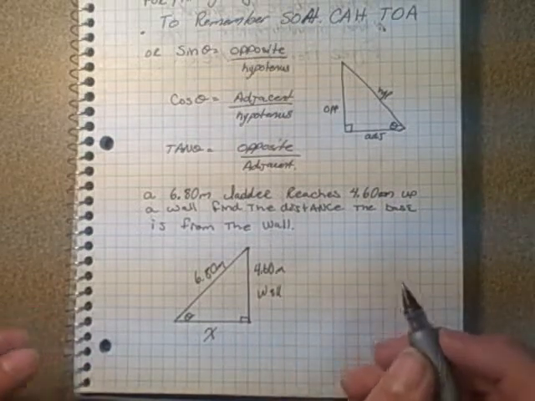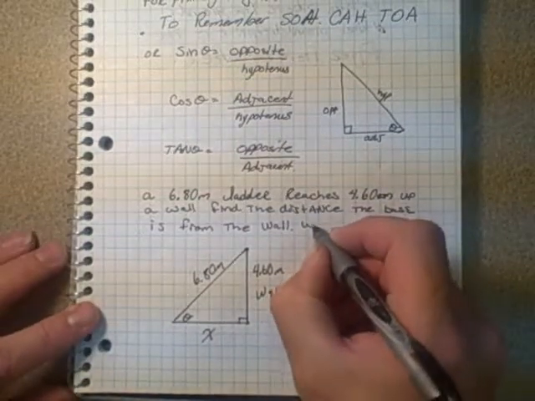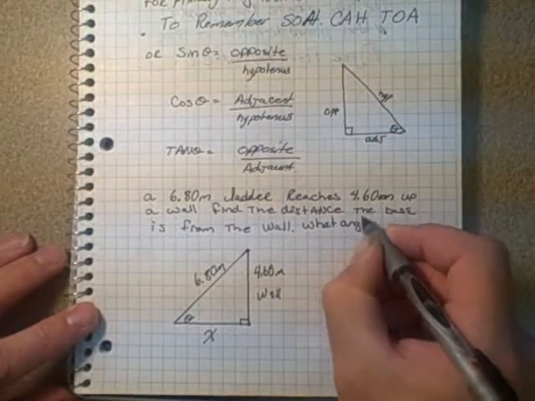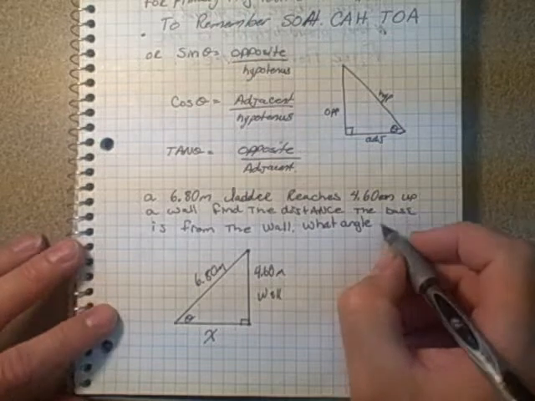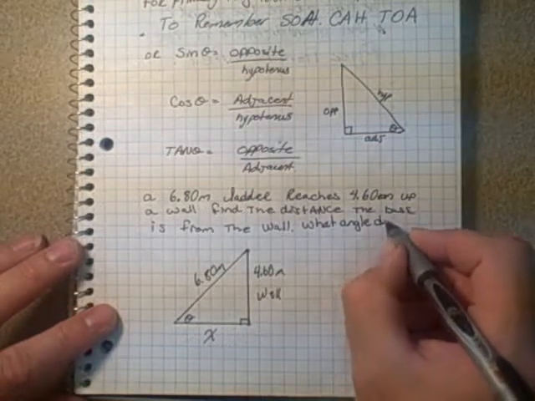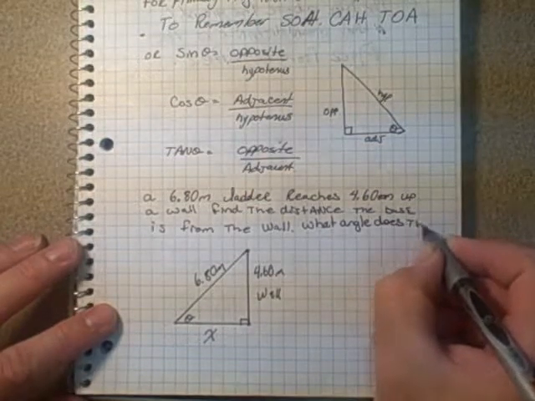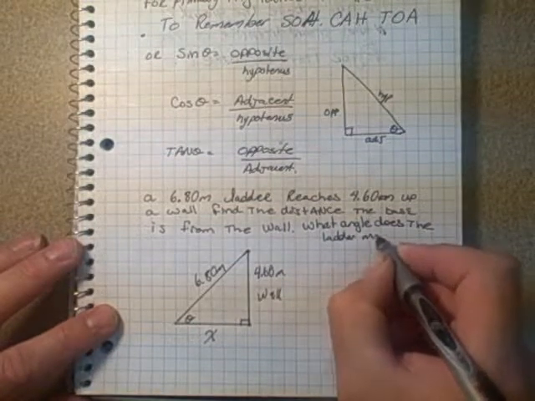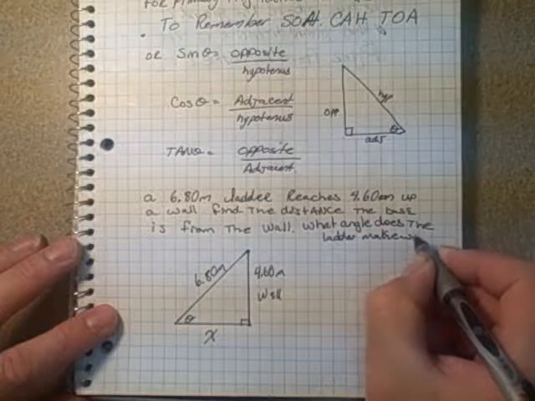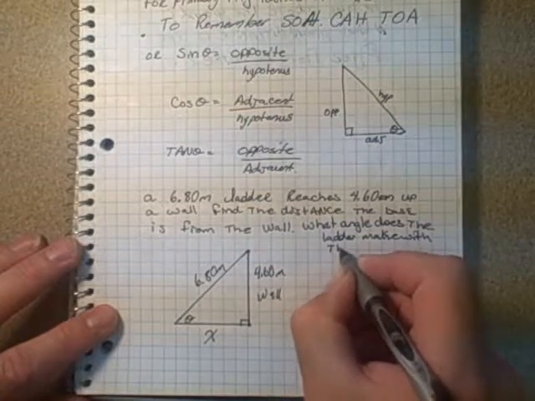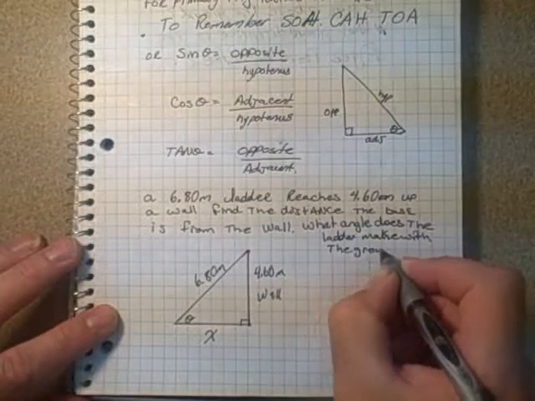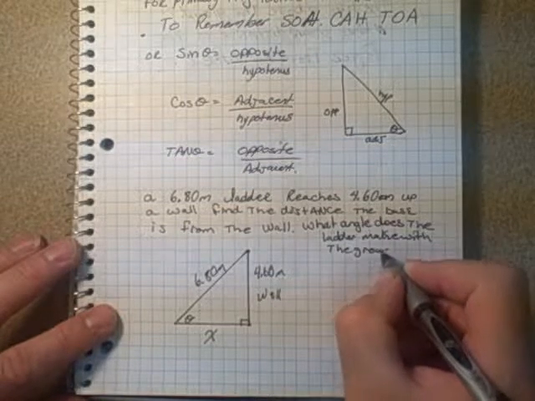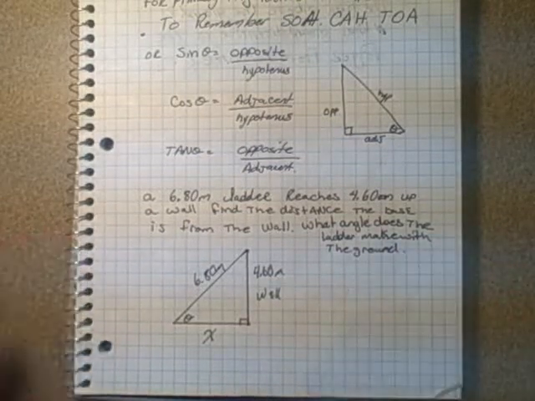I should have added that in. What angle does the ladder make with the ground? Okay, so there we'll go. We'll just add that in because I want that to be part of what we're going to do in our example here. So let's do that first.